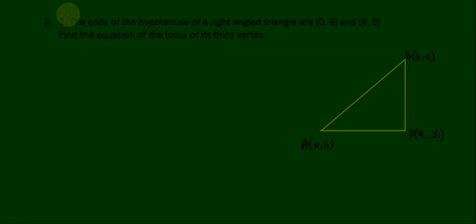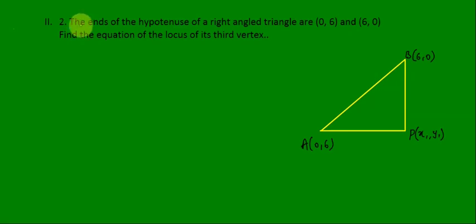Okay. Now we will do the next question, question number 2. The ends of the hypotenuse of a right angle triangle are (0, 6) and (6, 0). Then find the equation of locus of its third vertex. See, in the diagram, he gave the hypotenuse.